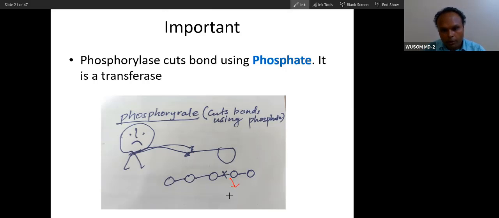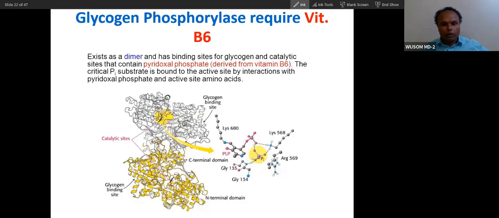After addition of phosphate, there will be release of glucose 1-phosphate. Here 1 carbon, this is 4 carbon. So this glucose will go and attach to this phosphate, will attach to 1 carbon. That is where glucose 1-phosphate comes from. So that is where phosphate is transferred, and this is called phosphorylase. Phosphorylase is similar to hydrolase. Now this is the enzyme glycogen phosphorylase. Glycogen phosphorylase is a dimer protein, and at its active site it has pyridoxal phosphate.